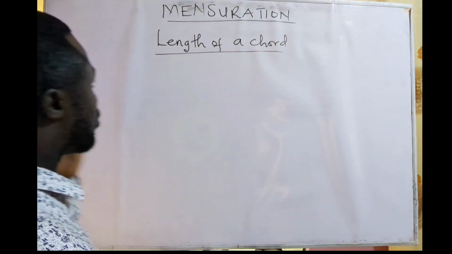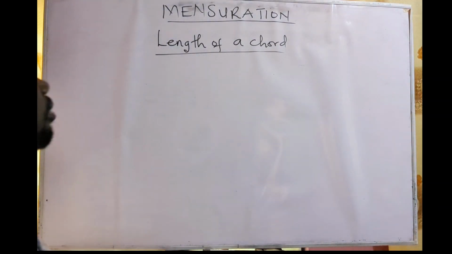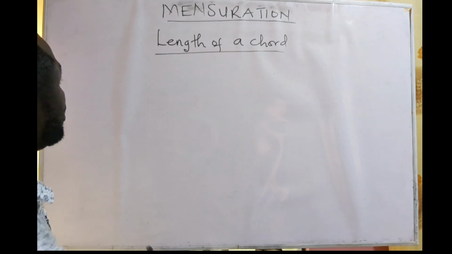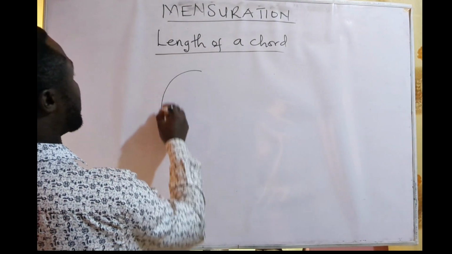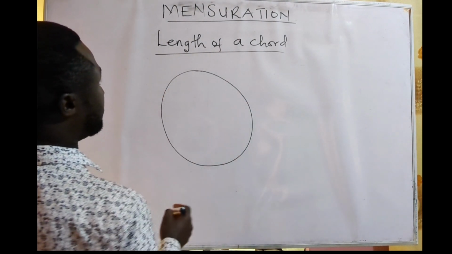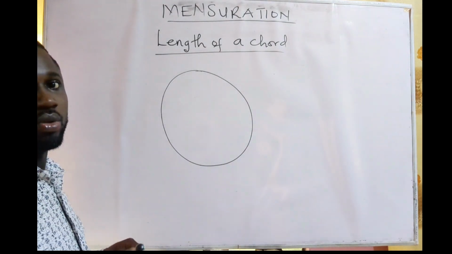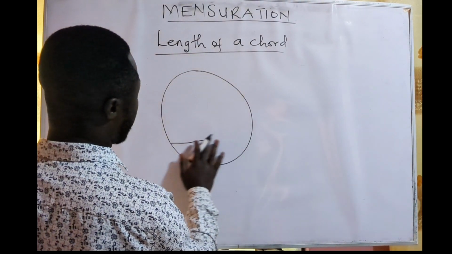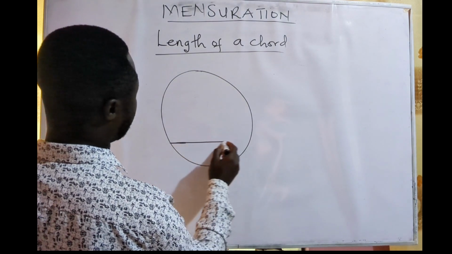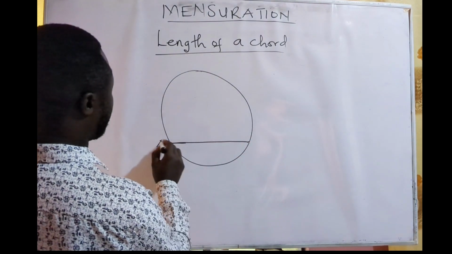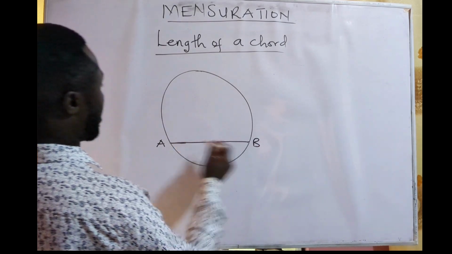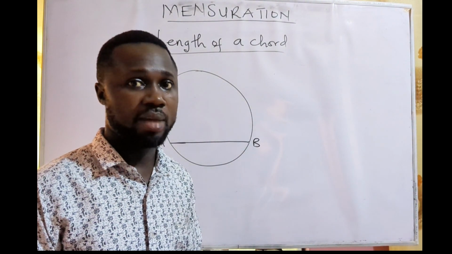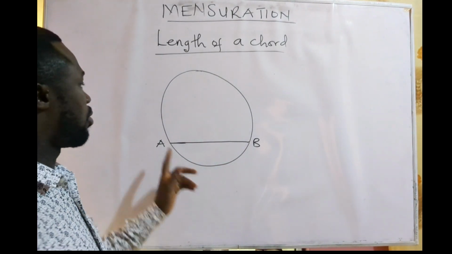So now let's continue with the length of a chord. What is a chord? When I draw a circle like this, a chord is a straight line from one end of the circumference to the other end. Say AB, this is my chord. If it passes through the center, it becomes a diameter.